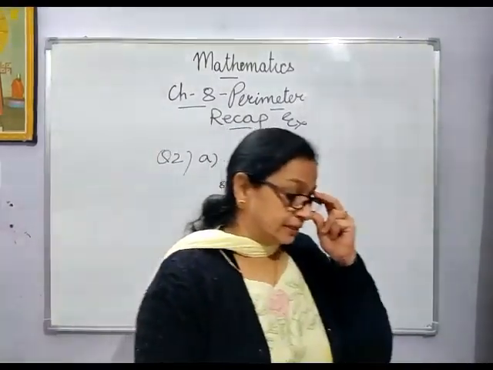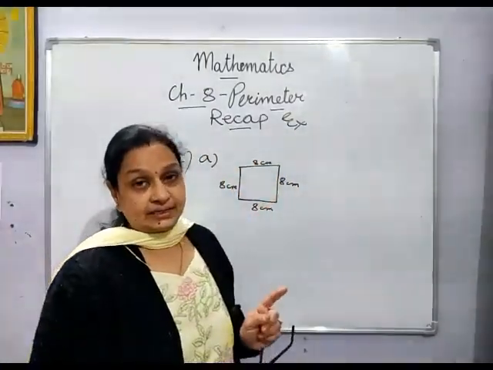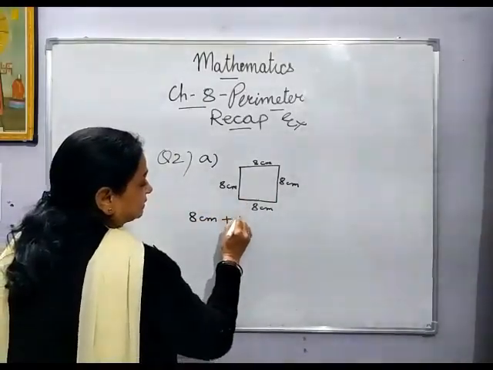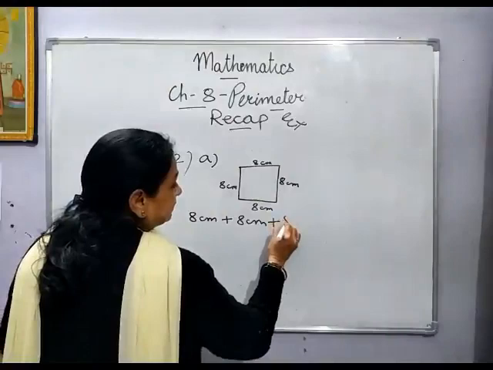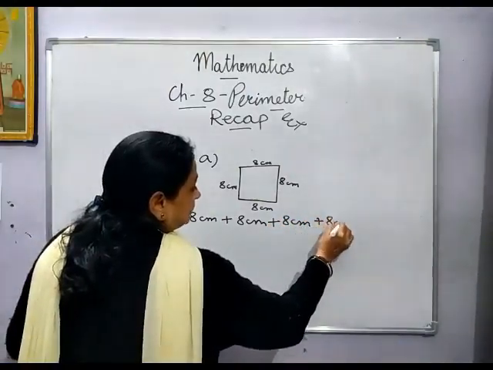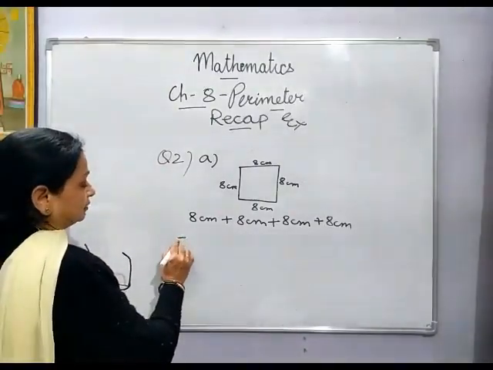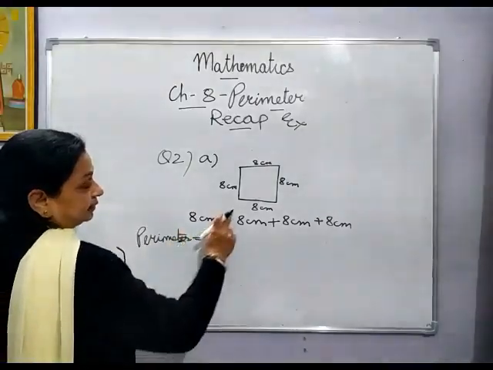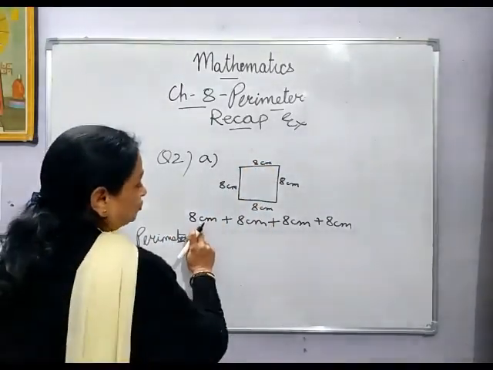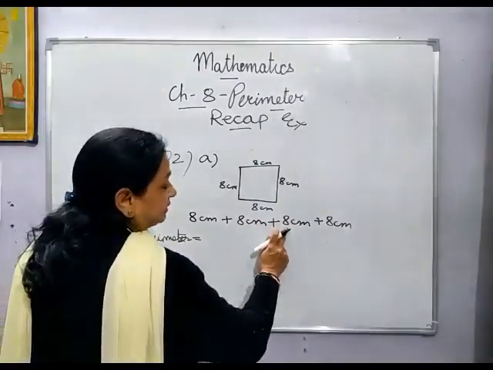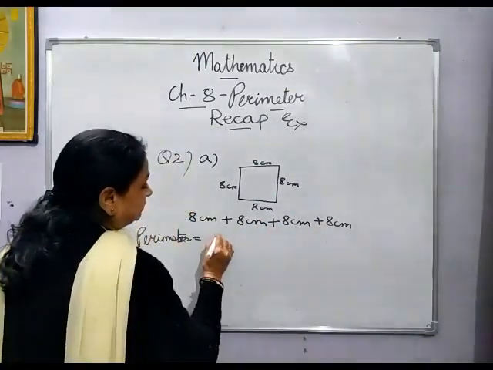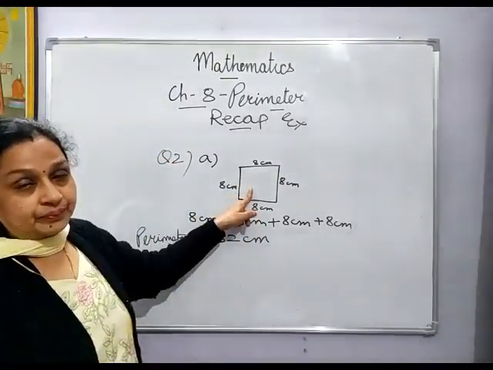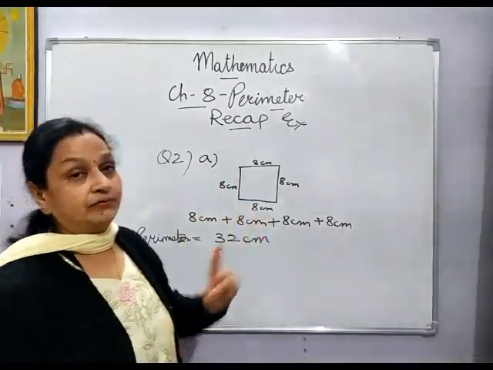Children, the method I am showing in this recap exercise is by adding the sides only. So one side is 8 centimeter, plus another 8 centimeter, plus a third 8 centimeter, and 8 centimeter. Now you add it. The perimeter will be, because you know the perimeter is the total length of the boundary, 8 and 8 is 16, 16 and 24, 24 and 8 is 32 centimeter. That is the perimeter of this square. I hope it is very clear how you have to add.